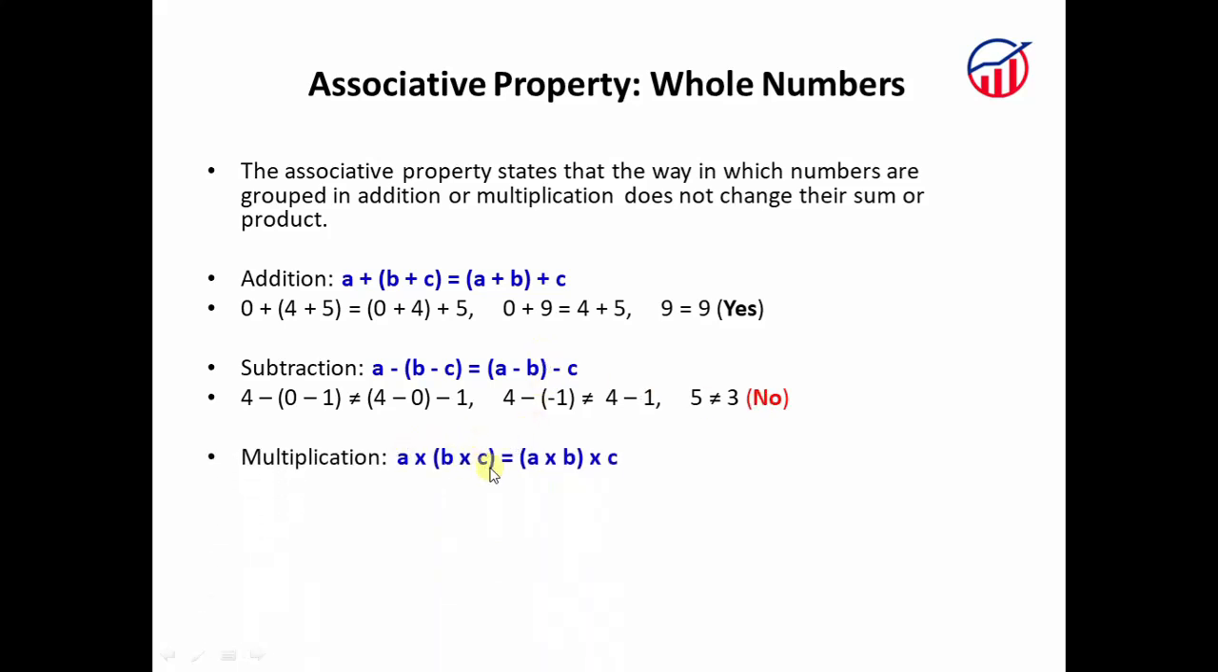Next we move on to multiplication. a into b into c is equal to a into b into c. You are having 3 numbers again over here. You're grouping 4 into 5 here, and then you're changing the grouping order over here.